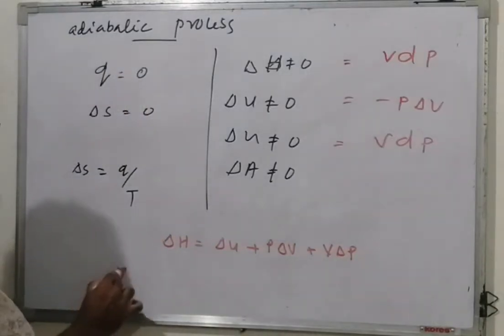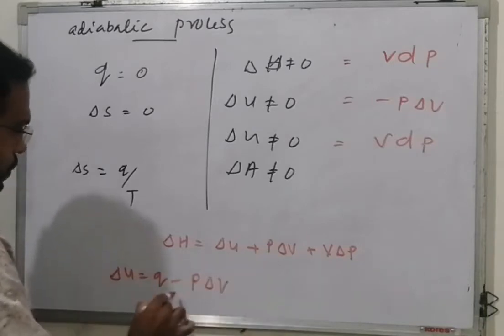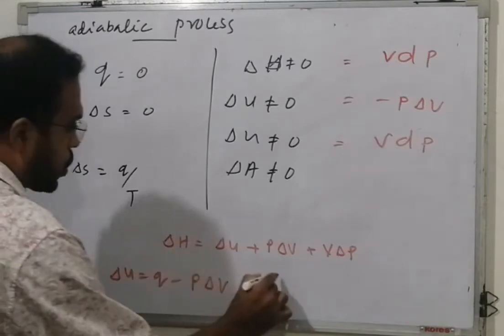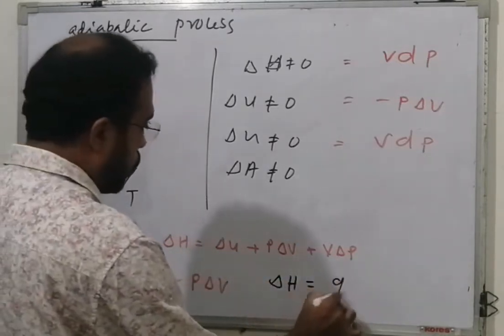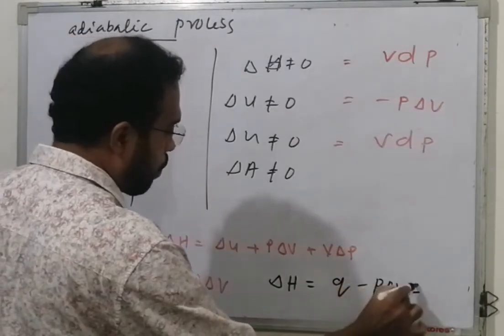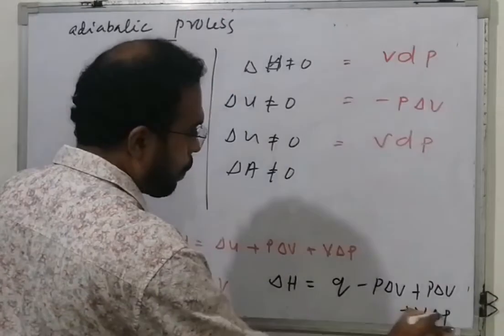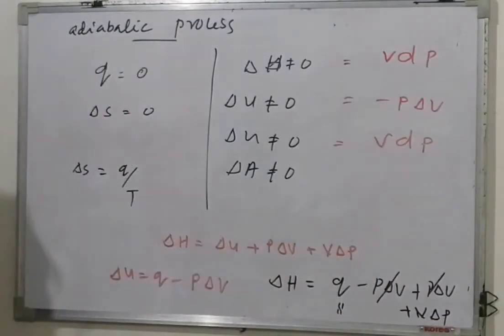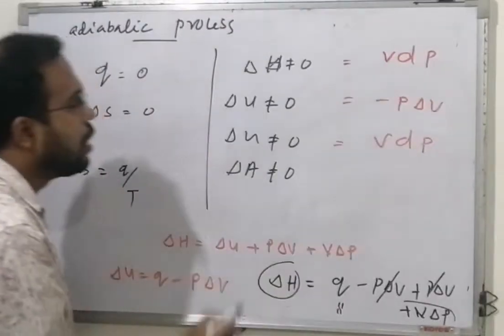Delta U is equal to Q minus P delta V. Therefore, your delta H is equal to Q minus P delta V plus P delta V plus V delta P. This and this cancel. Q is also already 0 for an adiabatic process. Therefore, delta H is equal to V delta P.